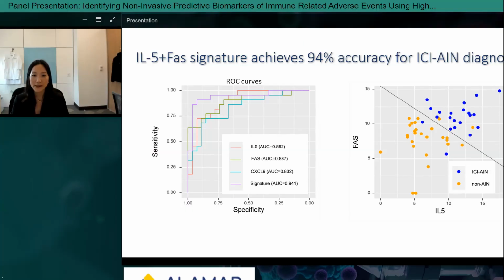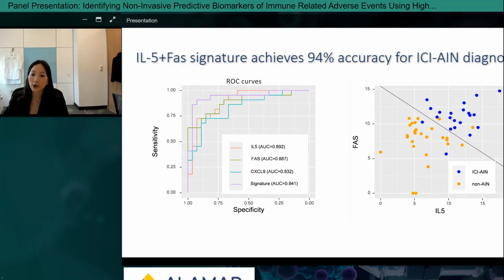When we took a look to see why the signature did so well, we saw that IL-5 and FAS were actually complementary. IL-5 gave us a sensitivity of 100% with a specificity of over 50%, whereas FAS gave us a specificity of 100% and a sensitivity of over 50%. And then when we assessed the robustness of this signature using 5-fold cross-validation, the AUC remains stable, ranging from 0.9 to 1.0.